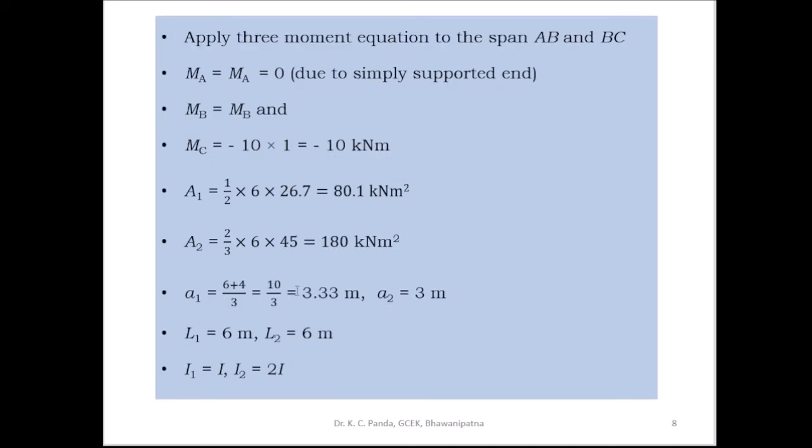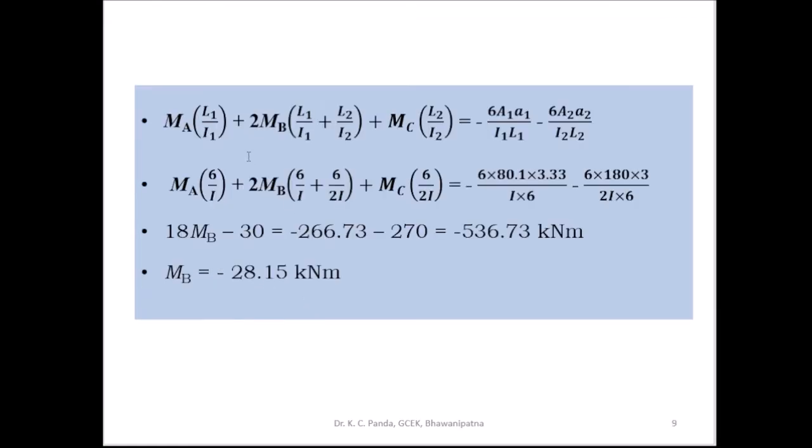Then apply these values in the Clapeyron theorem of three moments. So, that is MA 6 by I plus 2MB times 6 by I plus 6 by 2I plus MC 6 by 2I is equal to minus 6 into 80.1 into 3.33 divided by I into 6, minus 6 into 180 into 3 by 2I into 6. Then after simplification, MB is equal to minus 28.15 kilonewton meter.